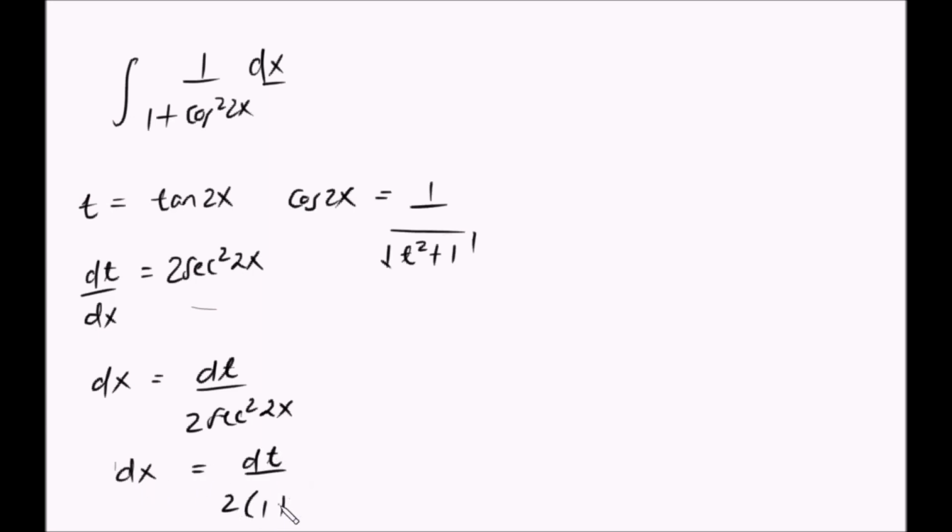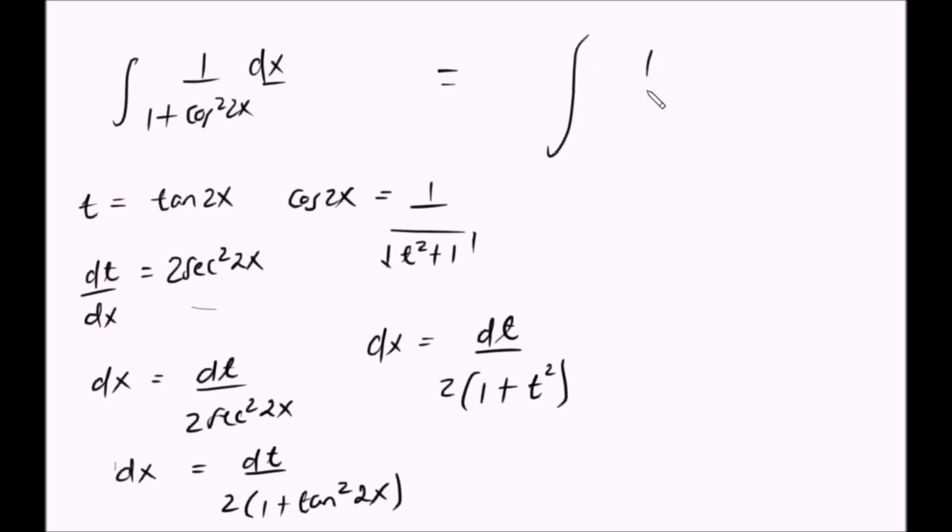But huyu sec squared ya 2x ni sawa na 1 plus tan squared ya 2x. So manake nini? Manake dx now itakuwa ni sawa na dt over 2 times 1 plus tan squared ya 2x, ambayo ni t squared. There. So now this integral now is going to be like this. We integrate 1 here. So badala ya dx andika huyu dt over 2, 1 plus t squared.